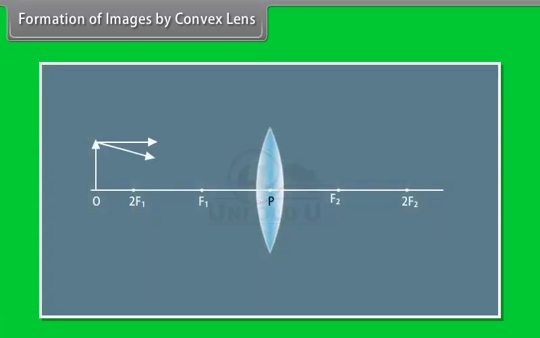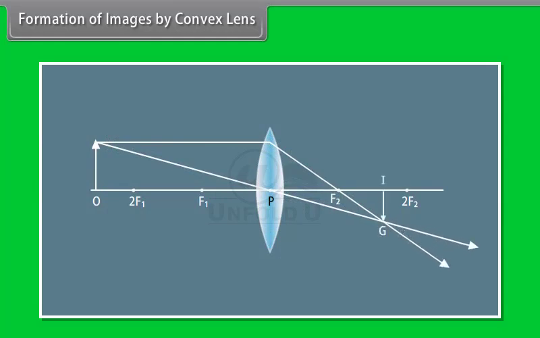When the object is placed beyond 2F, the image is formed on the opposite side between F and 2F. The nature of the image is real, inverted, and diminished.